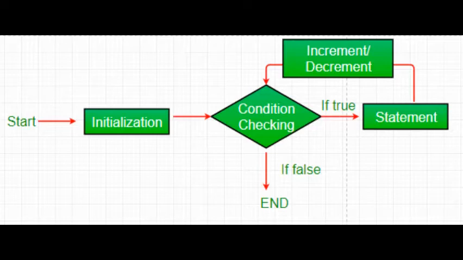it does the condition checking. Now, if the condition which is being checked is true, it will execute the statement and then increment or decrement however much you want. But if the condition is false, it will come out of the for loop and execute whatever is there outside the for loop, maybe the end of the program or a few more lines after the for loop.